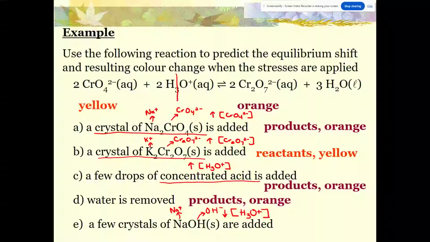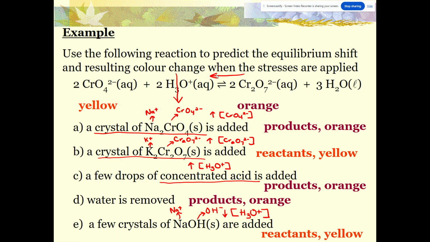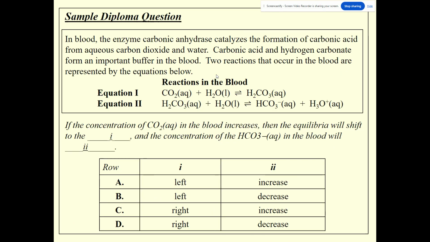So by neutralizing or removing the hydronium ions, the reaction will therefore shift to the reactant side and turn yellow. Okay? Let's look at a sample diploma question.